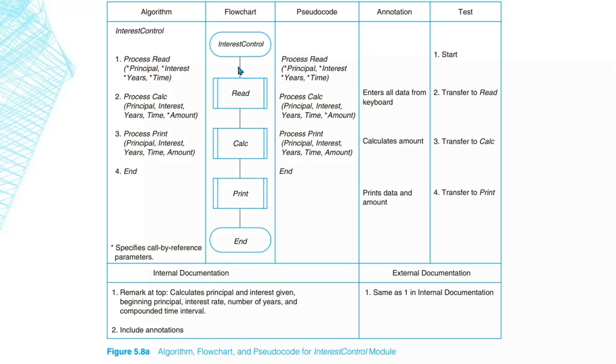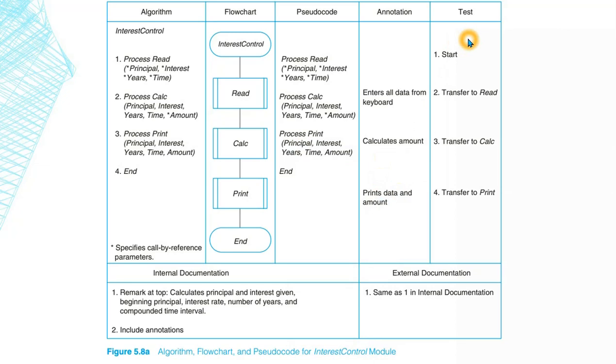The pseudocode, you can write it very close to the programming language, but here you can see you can write it in Python, you can write it in any programming language, or you can write it in your own words, or you can repeat what is written in the algorithm. Annotation here, for example, is some type of notes or hints. For example, you need to enter all data from the keyboard. Calculate the amount here. It's explaining each step what it will do or perform, prints data and amount.